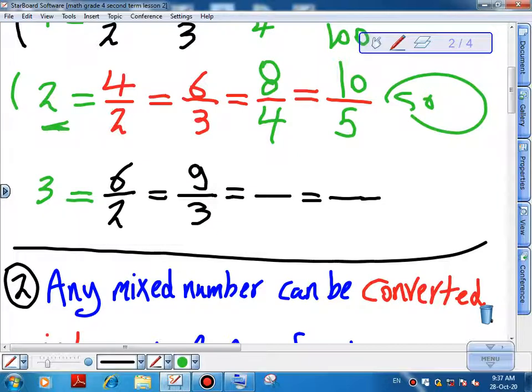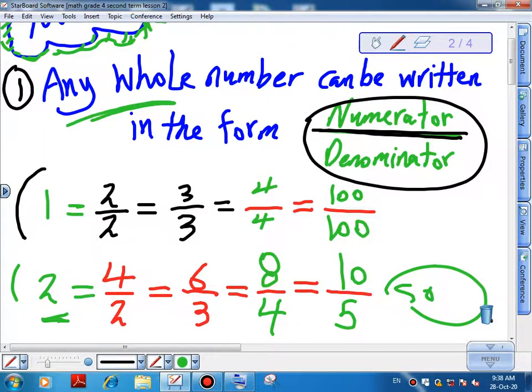3 can be written as a numerator over a denominator like this: 6 divided by 2, 9 divided by 3, 12 divided by 4 equals 3, 15 divided by 5 equals 3, and so on. So any whole number can be written in the form of a fraction, which is numerator over denominator.